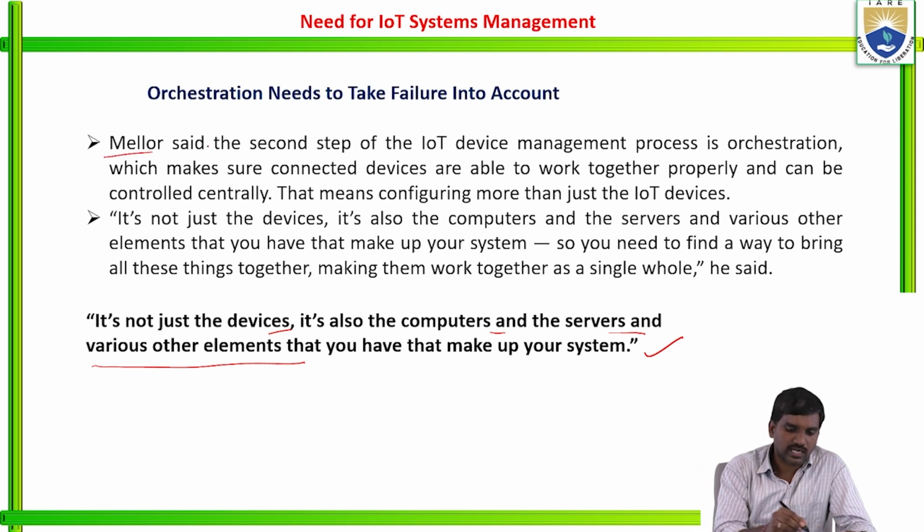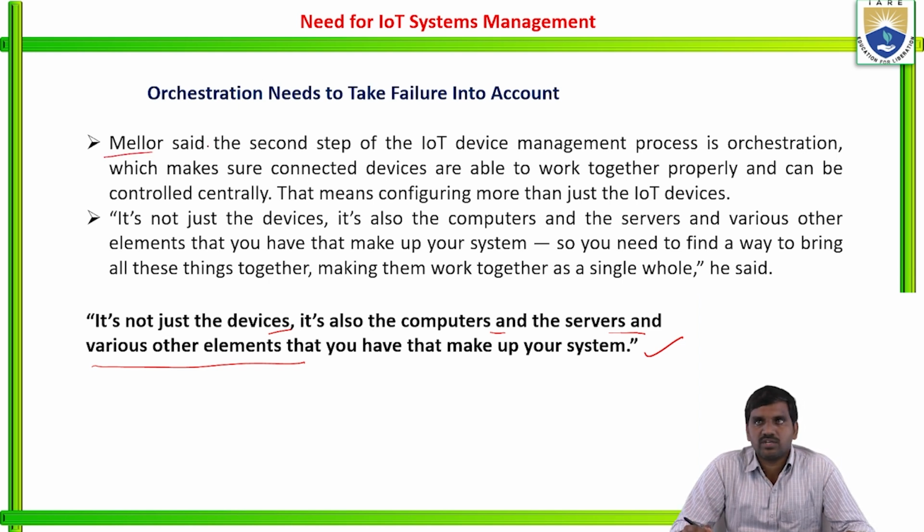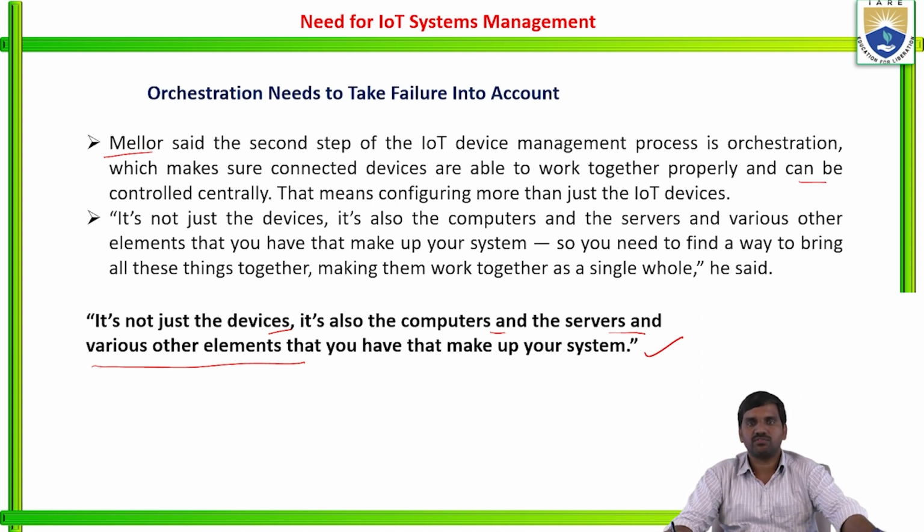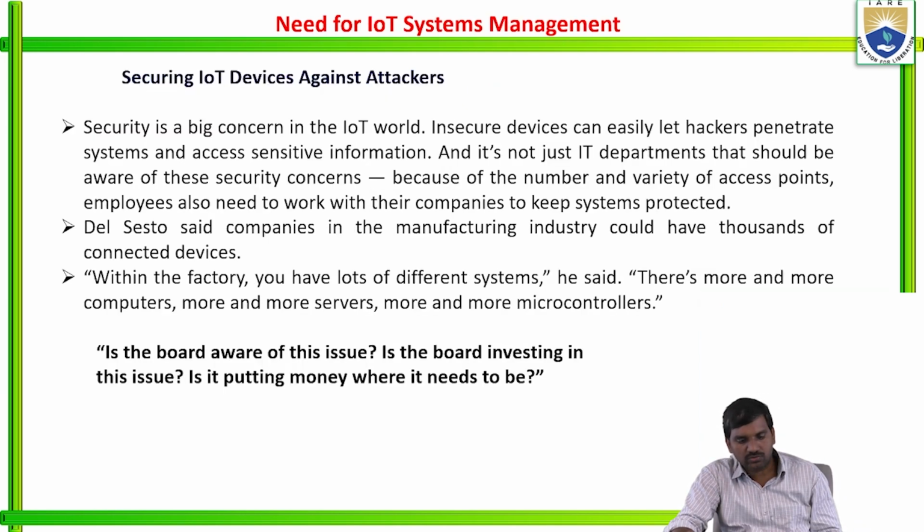Orchestration is the second step of the IoT device management process, which makes sure connected devices are able to work together properly and can be controlled centrally. That means configuration of more than just the IoT devices. So this is the second one, which needs to take failure into the system.